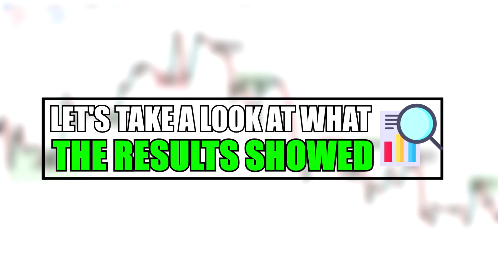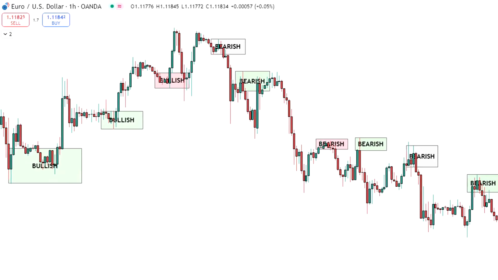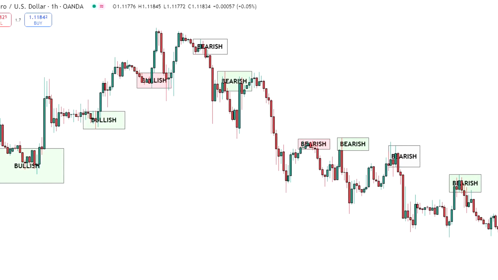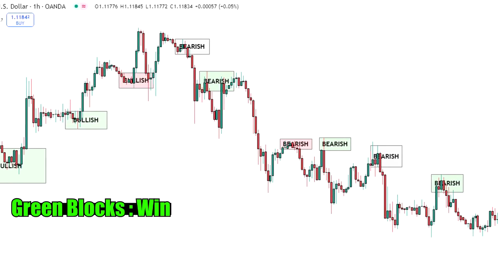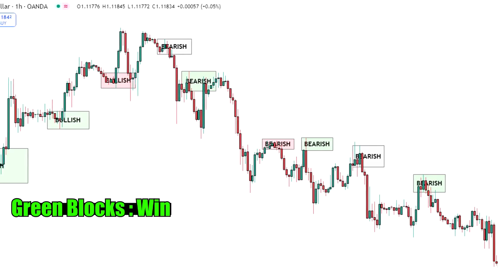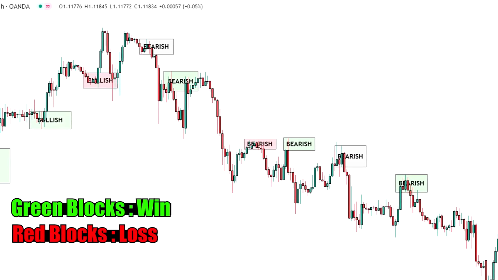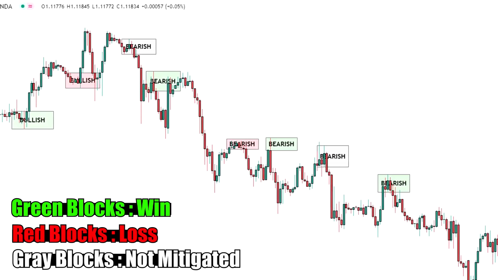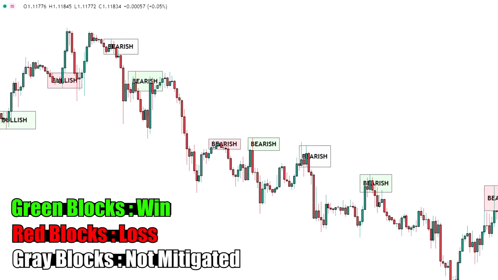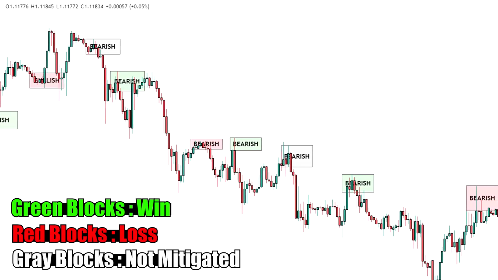Now, let's take a look at what the results showed. These are the 100 order blocks we identified during the test. Green blocks represent trades that successfully hit the 2-hour profit target. Red blocks are the losing trades where price hit the stop loss. Gray blocks are setups where price never triggered the entry, so we simply skipped or canceled them.